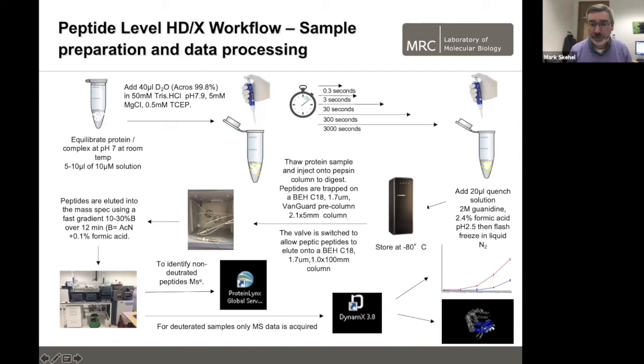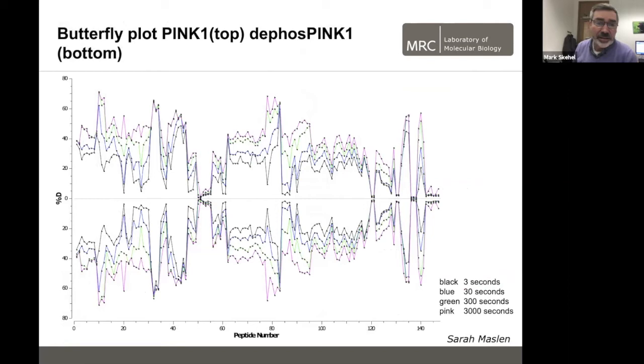Okay, so this is the kind of thing you get. Each dot on this represents a peptide. At the top, you're looking at the uptake of deuterium in PINK1. And in the bottom panel, you're looking at the uptake of deuterium in PINK1 when it's been dephosphorylated. You can already look at several things here. Regions where there's extensive hydrogen bonding, let's say here, you've got low uptake. So this will be alpha helices. This is an alpha helix, that's an alpha helix. Something like this, where uptake is retarded a little bit, is probably a beta sheet. And here we've got unstructured loop regions. So you can get some initial feel for the overall conformation of your protein.